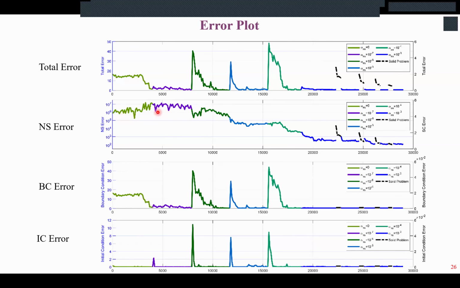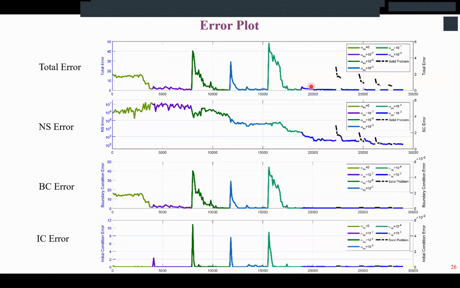Then we first give it very small values and gradually increase them. So we can see the Navier-Stokes residuals are minimized more and more. Every time we adjust alpha ns, there will be an immediate increase in the boundary condition errors and initial condition errors, because it's like different weightings balancing the different terms, so there will be some jumps. But finally they will be minimized to relatively low errors, which is good. And every time we increase this weighting, the total error also increases.